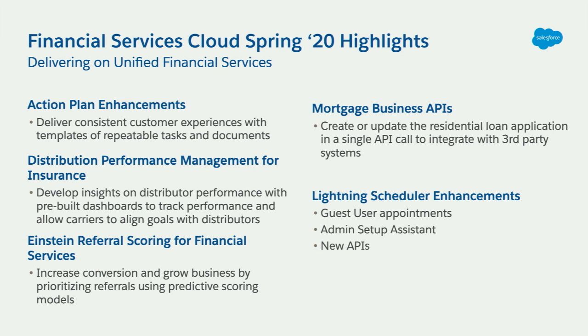Second, Anu is going to be talking about distribution performance management for insurance. This is all around how do we surface insights on distributor performance for our insurance carriers. She'll also be talking about Einstein referral scoring for financial services, which helps our customers increase and grow their business by leveraging a predictive scoring model. And lastly, Anu will be reviewing some of our mortgage business APIs, which really help our customers who are leveraging our residential loan application stay in sync across all of their various applications.